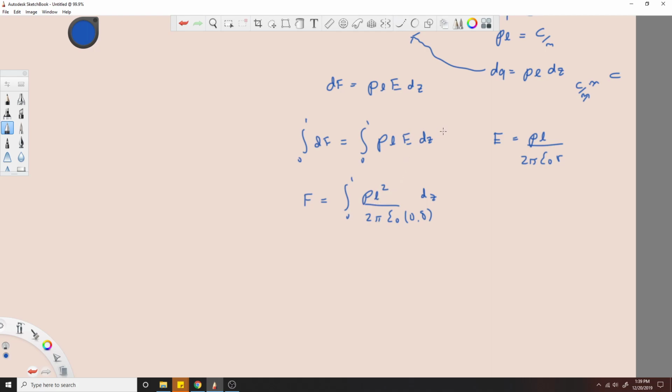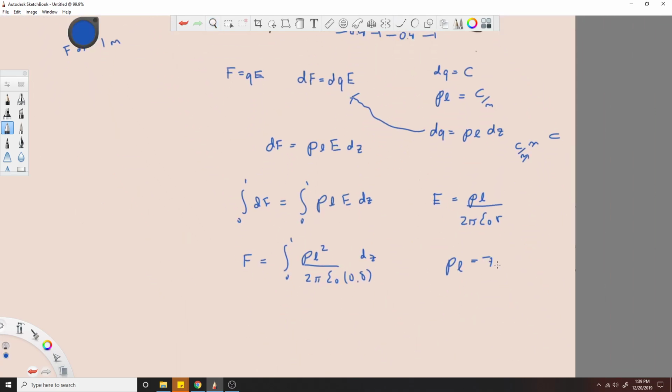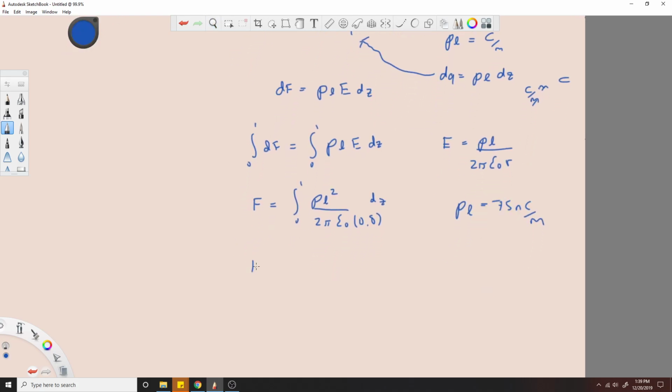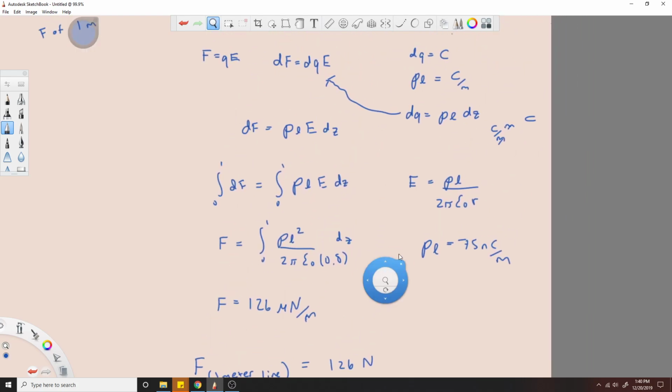So we know everything in this problem now. We know rho L is what, 75? Yep, 75 nanocoulombs per meter. So F is equal to, you'd plug this in and then evaluate the integral. And then you would get F is equal to 126 micronewtons per meter. And if you want to be more accurate, because again, the force is really in terms of newtons, not newtons per meter, you'd say F on a 1 meter line is equal to 126 micronewtons. And that's your answer.